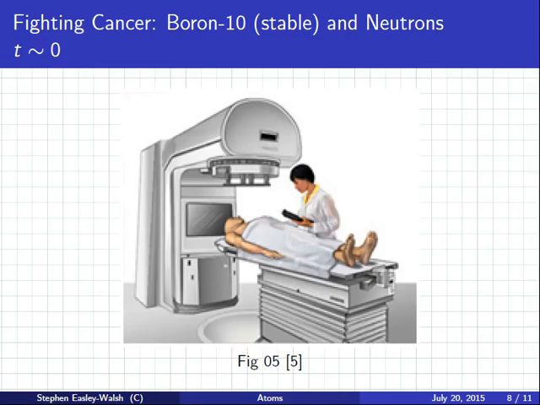So this is an example of using a radioactive material. Now also the half-life is really, really small. It's nearly zero. So as soon as the boron becomes radioactive, boron 11, it immediately becomes non-radioactive again. Okay, so boron 10 is an example here for healthcare.